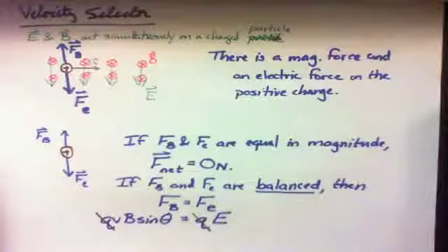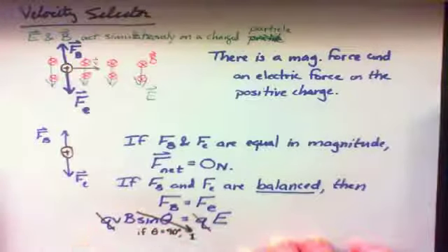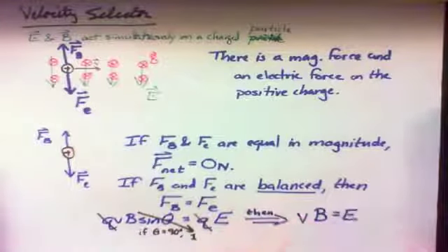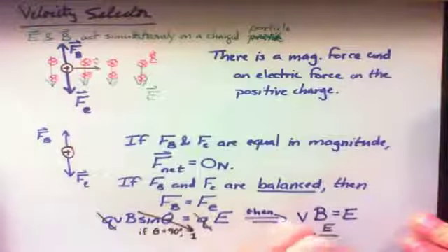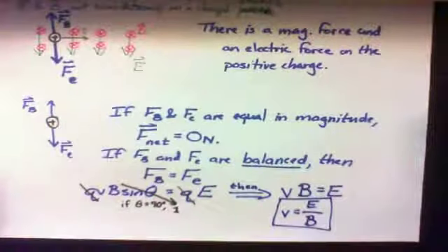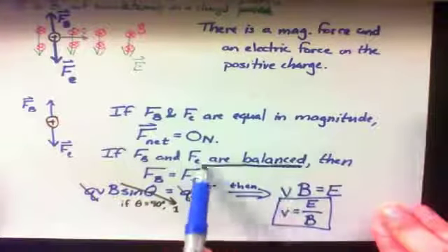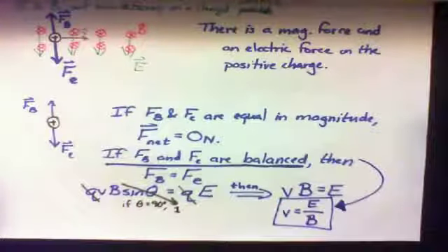Let's also make another assumption. Let's assume that the velocity and the magnetic field are perpendicular to each other. If that's the case, theta equals 90 degrees, and the sine of theta is 1. So we're left with VB is equal to E. If we solve for V, V is equal to E over B. What this means is if the two forces, the magnetic force and the electric force, are balanced, this must be the velocity of that particle.